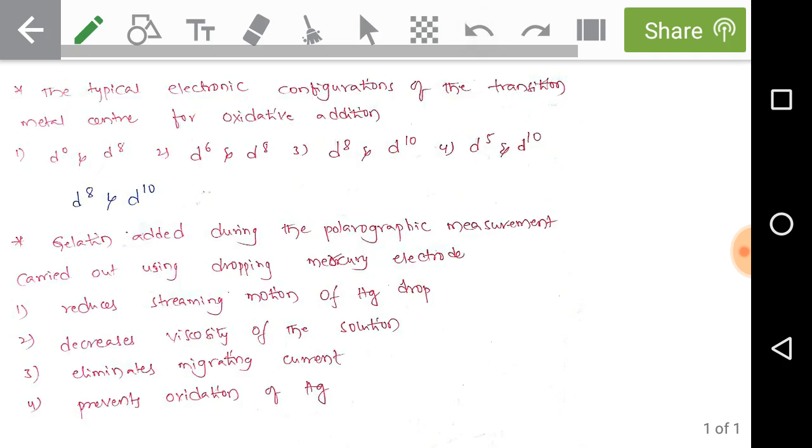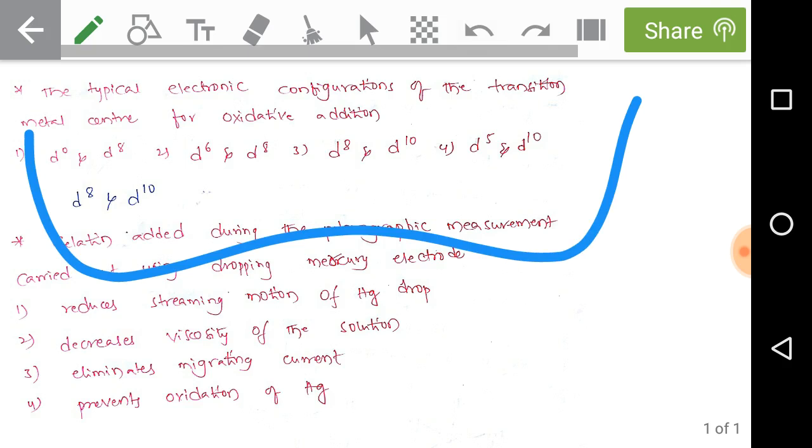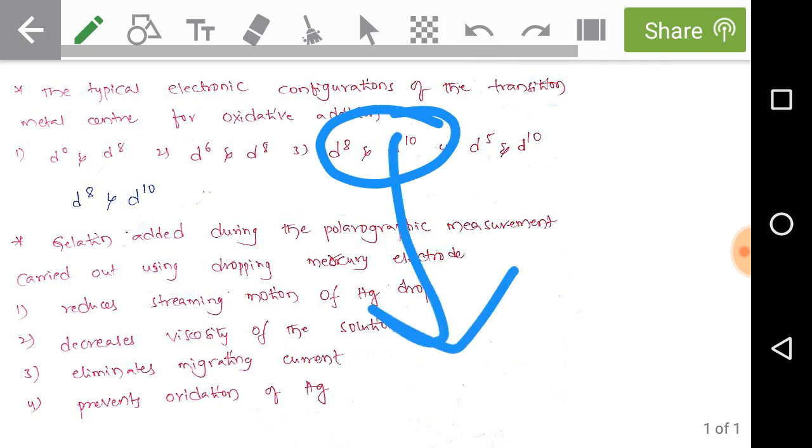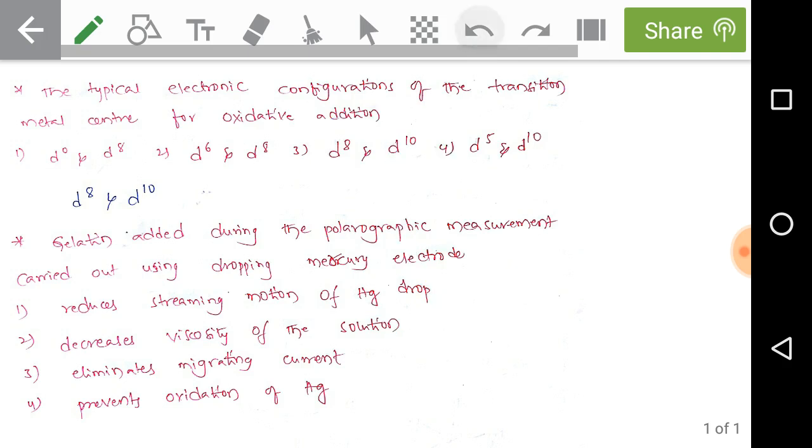Okay, next one, the typical electronic configuration of a transition metal center for oxidative addition is. Just check the features of oxidative addition, and you can know that whenever the transition metal in a complex has a greater electron density on d orbitals, then they're ready to get oxidized. That's why d8 and d10 electronic configurations on a transition metal center favor oxidative addition.